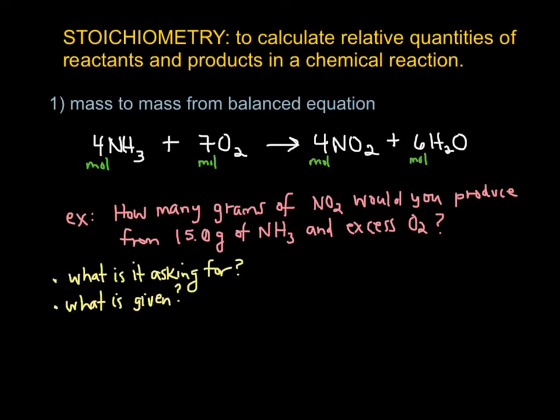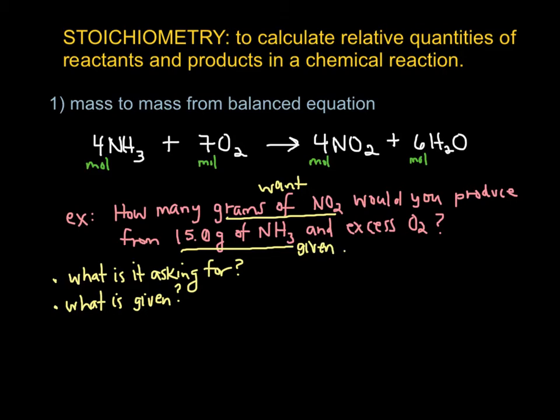All right, so the first thing I want to identify is, what is this asking us to find? So what is it asking us to do? It's asking us to find grams of NO2. So we want a mass of NO2, and it is giving us the amount of NH3. So this is what we want, and this is what's given.